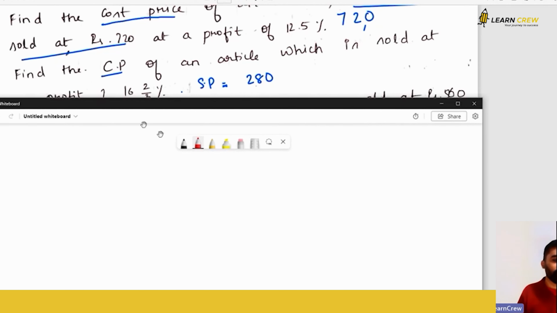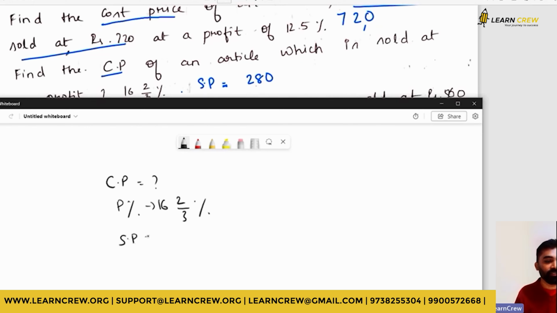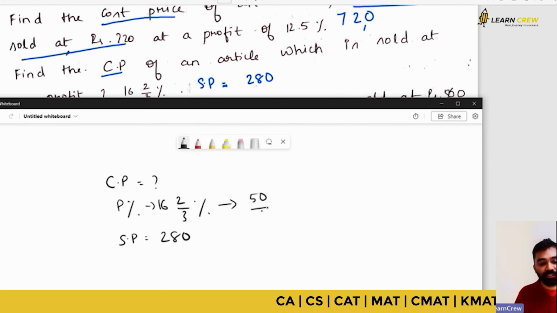Fifth one, what is asked here? They are asking you to find the cost price. An article is sold at a profit percentage of 16 2/3%, and the selling price given is 280. So the profit percentage: 16 into 3 is 48, 48 plus 2 is 50/3%.